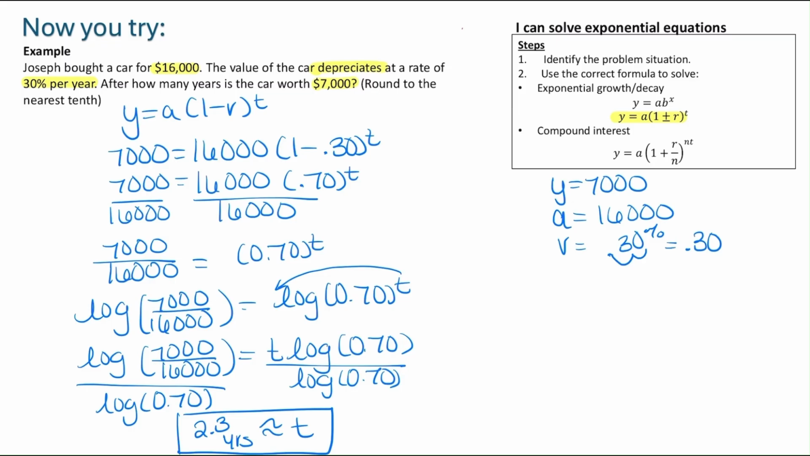We start off by going ahead and dividing both sides by 16,000. And then we have, this is equal to 0.7 to the t, so we need to take the log of both sides. We use the power property to bring down t, and then we go ahead and divide both sides by the log of 0.7. Now we can go to our calculator to go ahead and evaluate this.